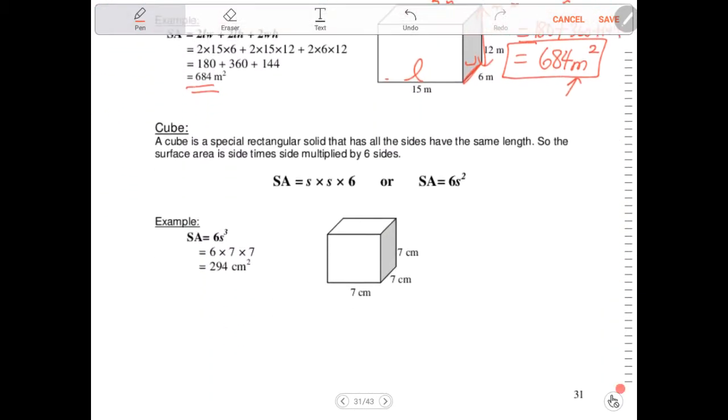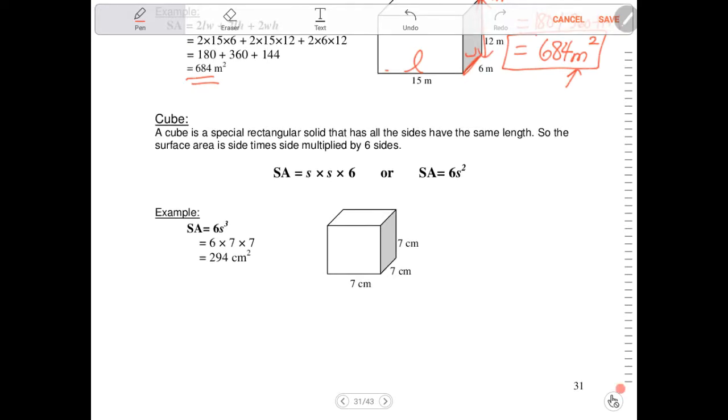If we move on now to a cube where every side is the same, I think what I'm going to do is, actually, it's not that hard of a formula. It's just a little bit different because of the fact that every side is the same. So surface area is 6s squared. So what does that mean? It means 6 times s squared.